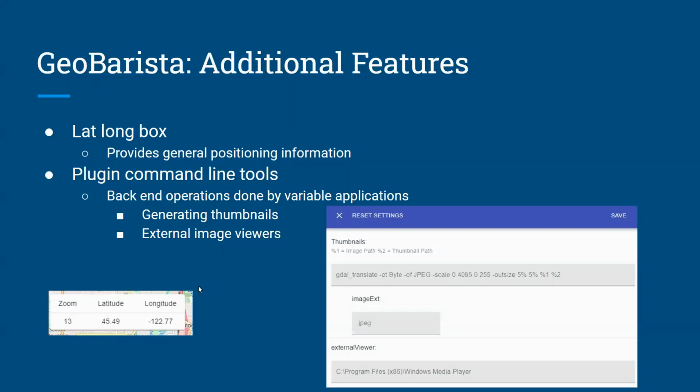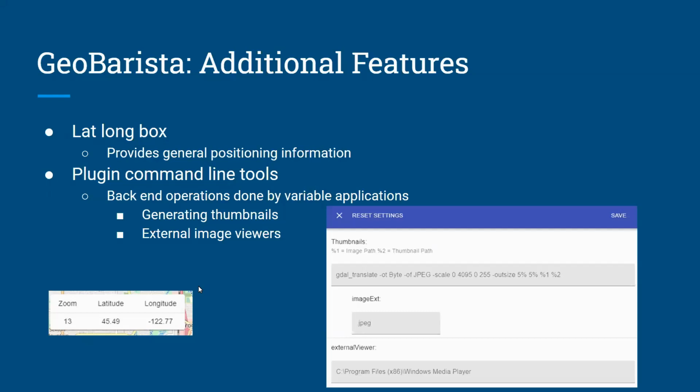The bigger thing is the plugin command line tools. The idea is that a user is capable of supplying a command line command with a list of arguments, however you would use it on the command line, to run certain operations. For example, in the image, you can see the thumbnails are generated using GDAL translate, and that's just a command and can be subbed out for anything else.